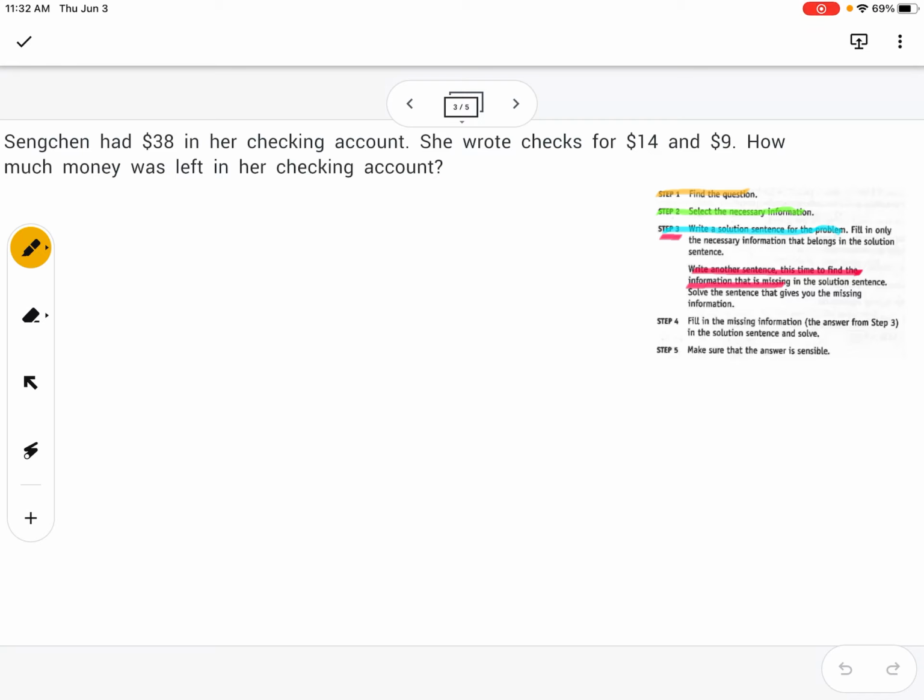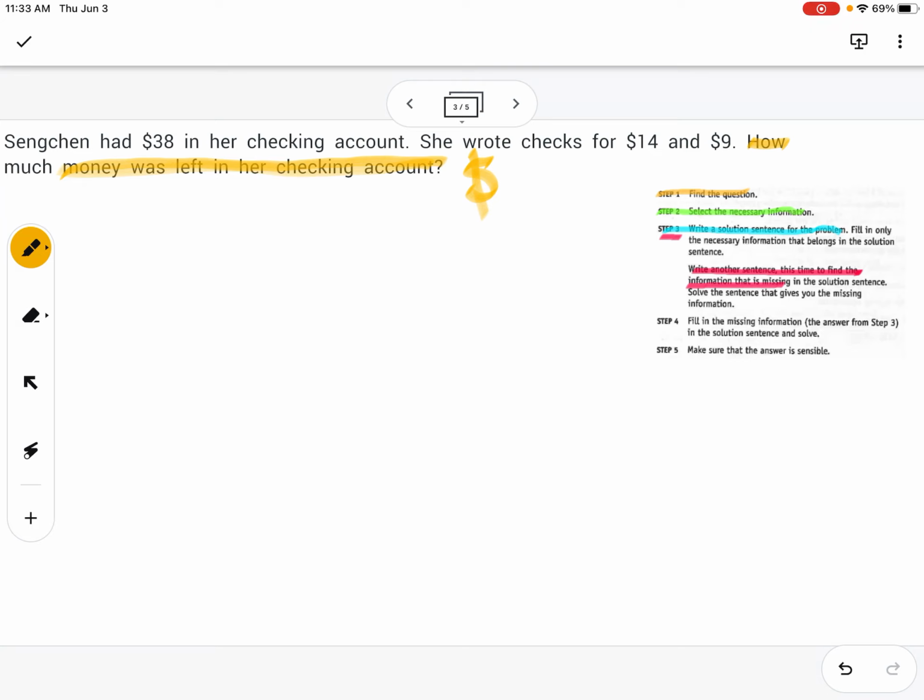So as we've been suggesting all along, use your highlighters to help you to go through the 5 steps of problem solving. The highlighters really help your mind to slow down and pay extra attention to what you're reading. So what is the question asking us to find? It's asking us to find how much money was left in her checking account. They're asking us to find a money number. How much money was left in the account?